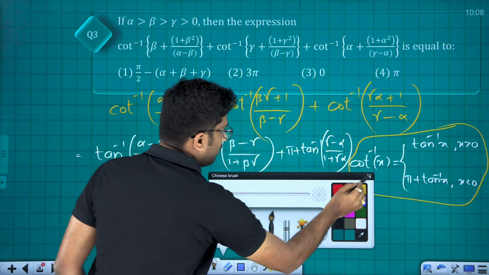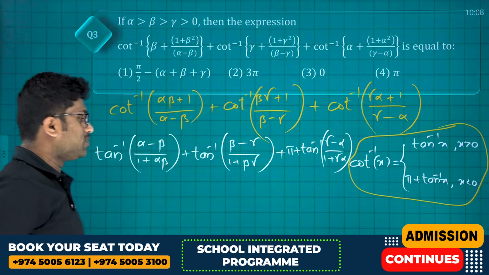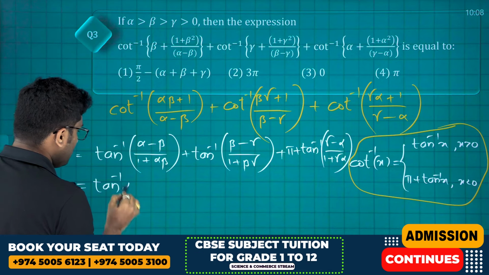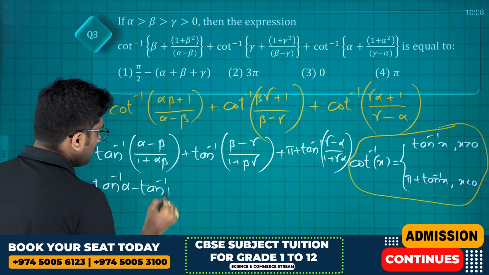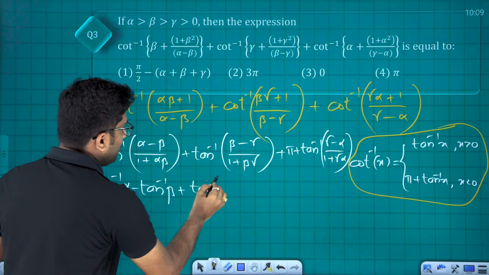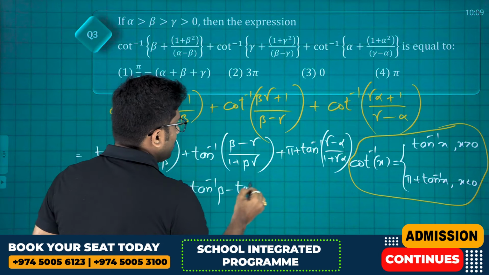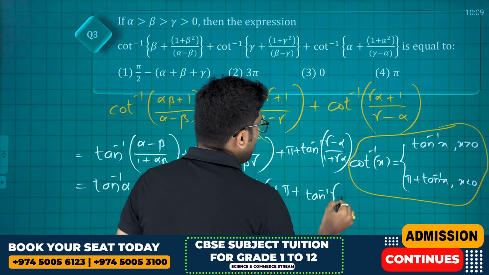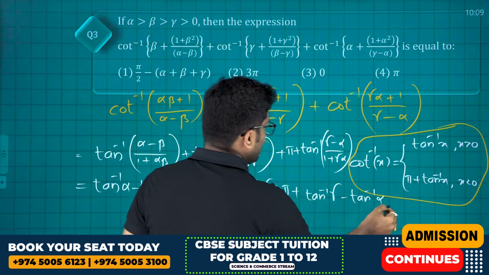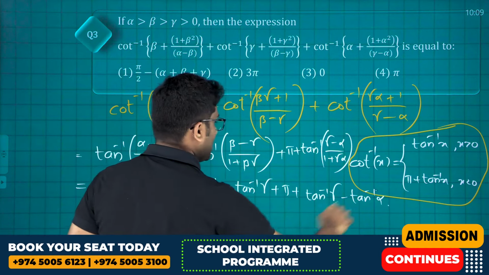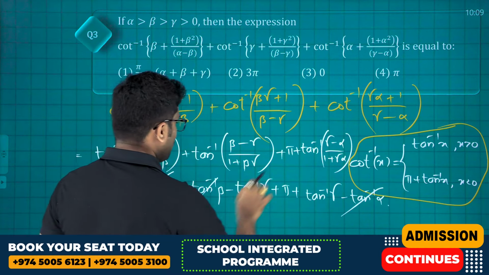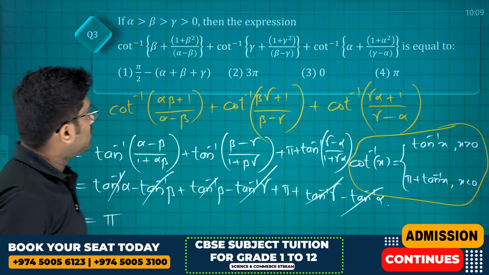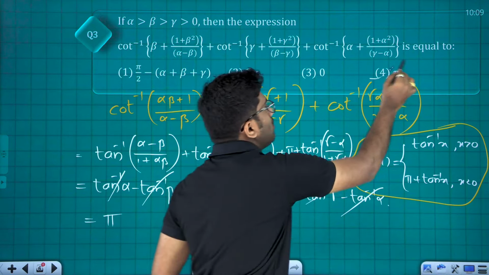Now clearly we know tan inverse of alpha minus beta divided by 1 plus alpha beta is directly tan inverse alpha minus tan inverse beta. This one will be tan inverse beta minus tan inverse gamma plus pi plus tan inverse gamma minus tan inverse alpha. So tan inverse alpha minus tan inverse beta plus tan inverse beta minus tan inverse gamma plus tan inverse gamma minus tan inverse alpha. This is equal to pi. So clearly the answer is option 4, pi, friends.